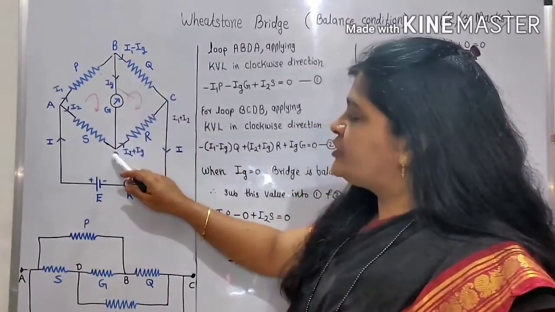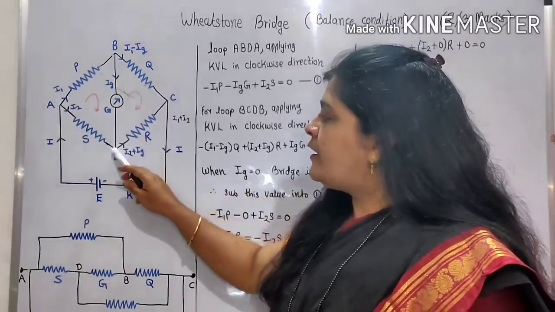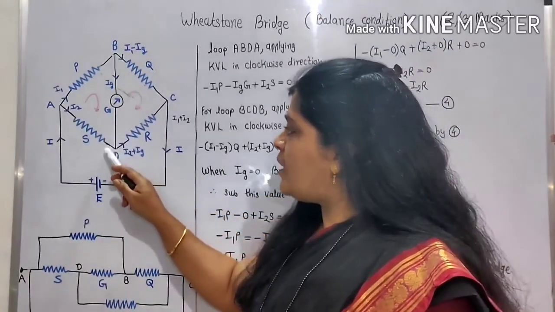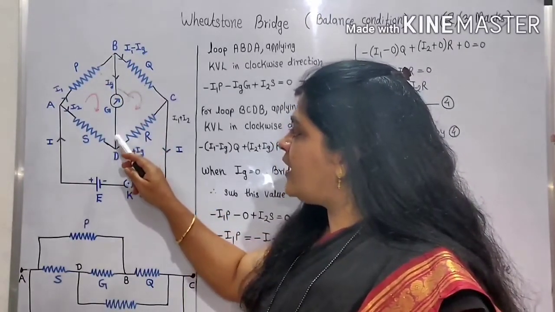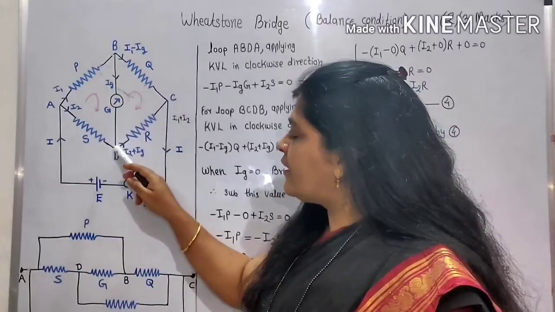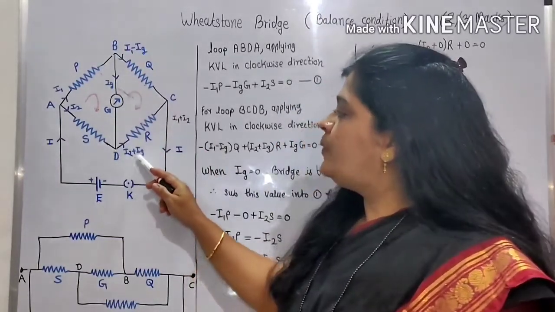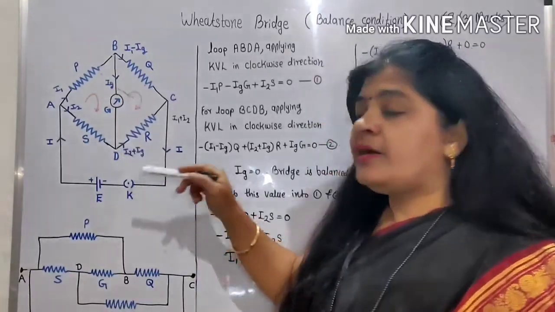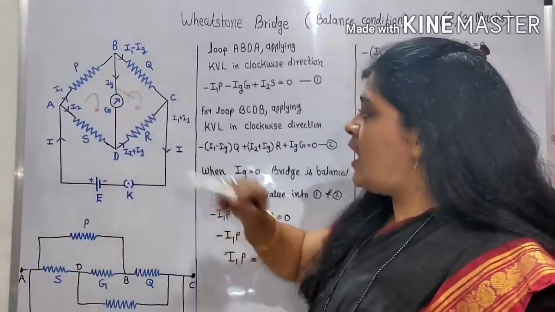Next, at junction D, the current arriving at point D is I2, and the current arriving is also IG. Both currents arrive at this point, and the current leaving this junction is I2 plus IG. That's why the current I2 plus IG is flowing through the resistance R.